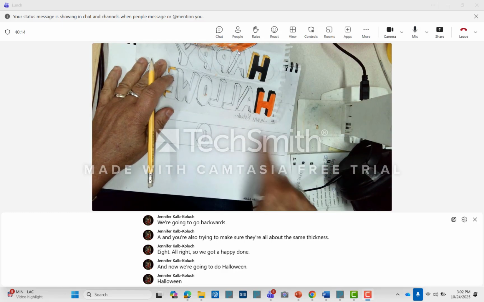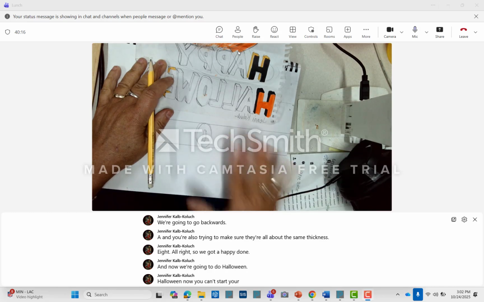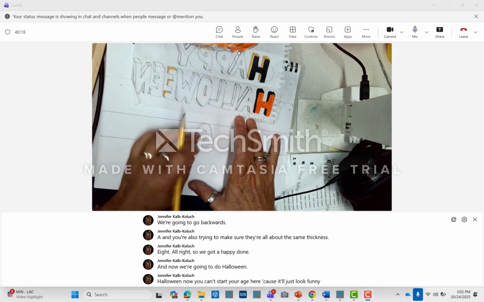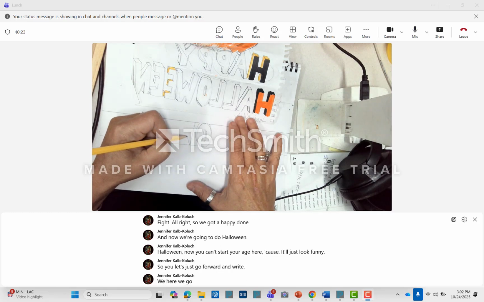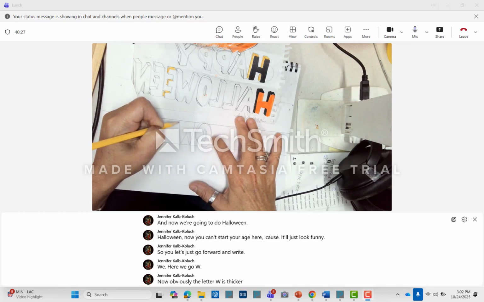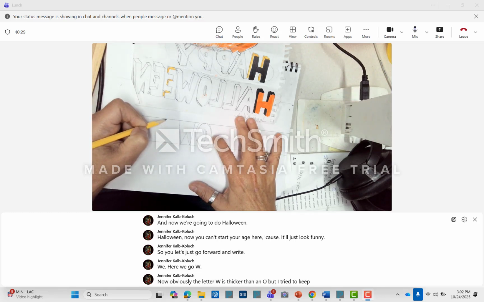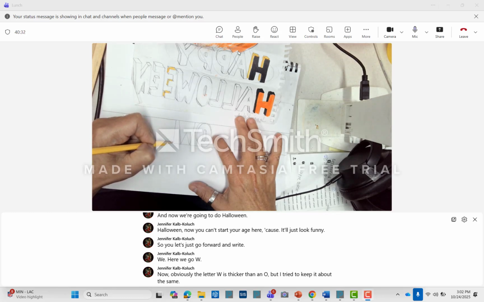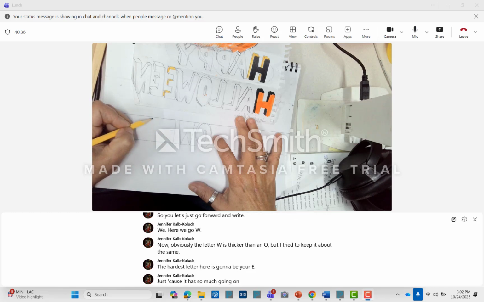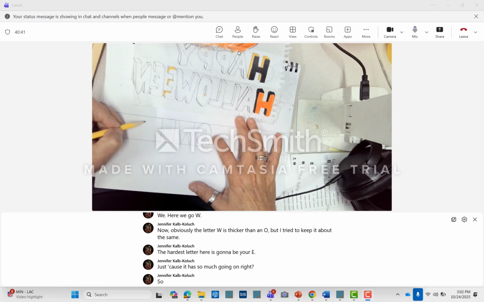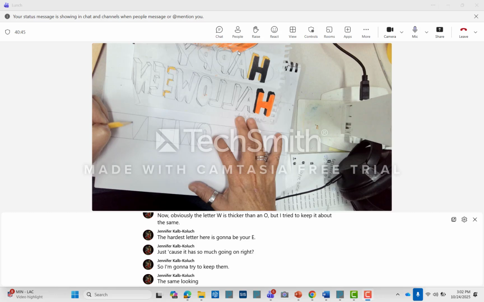Now you can't start your H here because it'll just look funny. So let's just go forward and write ween. Here we go. W. Now obviously the letter W is thicker than an O, but I tried to keep it about the same. The hardest letter here is going to be your E, just because it has so much going on. So I'm going to try to keep the two E's looking the same.